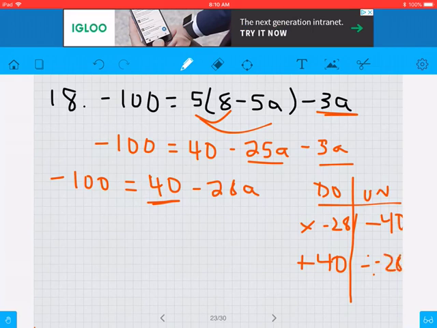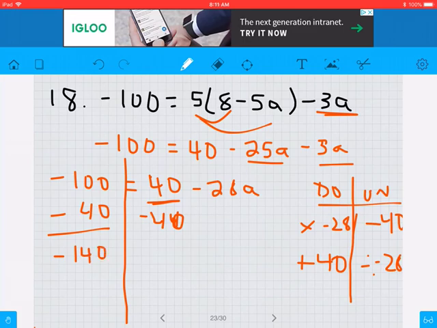Okay, so let's go ahead and do that. Here's my equals, draw my line, subtract 40. Negative 100 minus 40 is just going to put me deeper into the negatives at negative 140. These two 40s are going to cancel out, and I'm going to be left with negative 28a. And let's divide by negative 28.